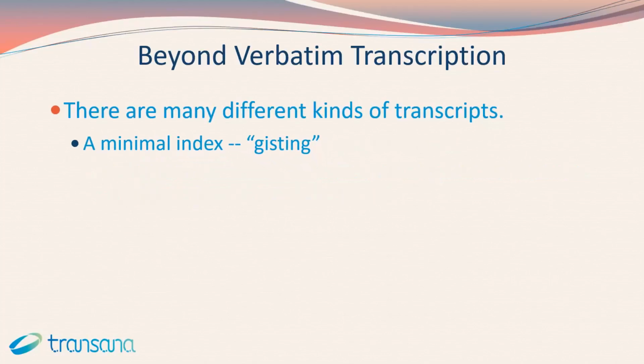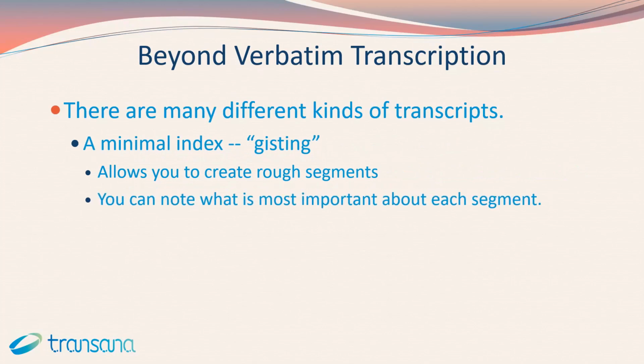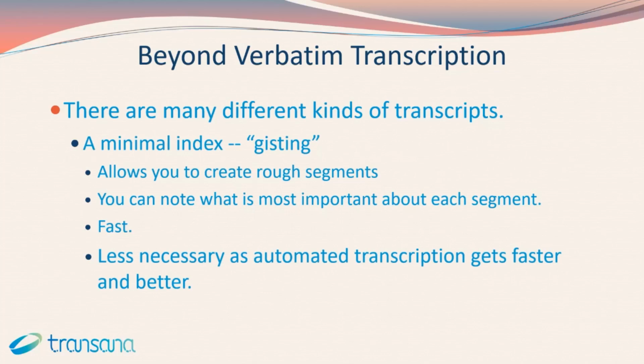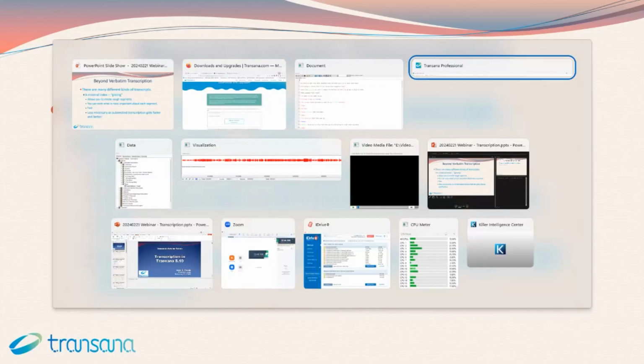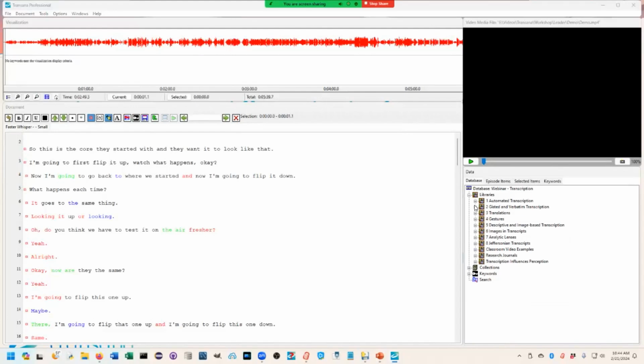You can do minimal transcribing, what I refer to as gisting. And gisting is essentially you create rough segments that describe what's going on at any given portion of the transcript. And you can note what the most important thing is about each segment without taking the time to get all of the words down correctly. So it's really, really fast. And again, this is something that is less necessary as automated transcription gets better and faster, but it's still something worth thinking about. So I have some examples here.